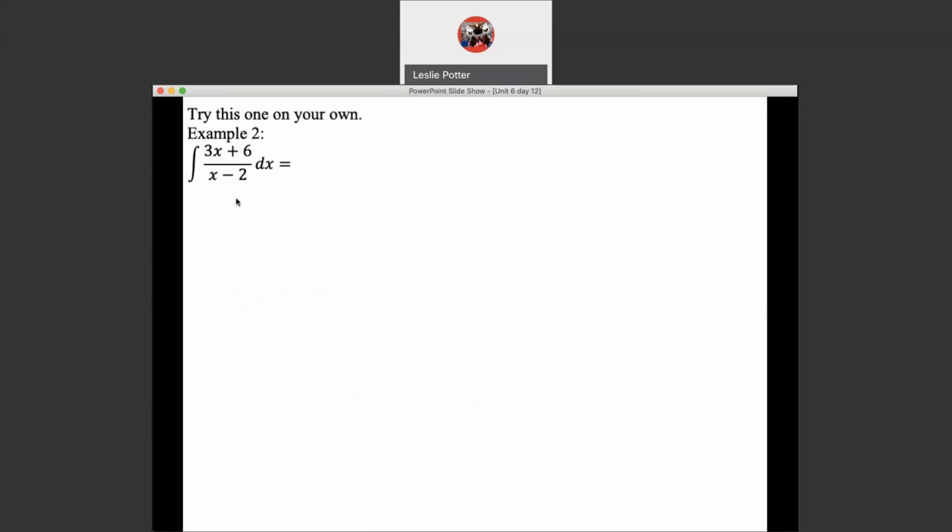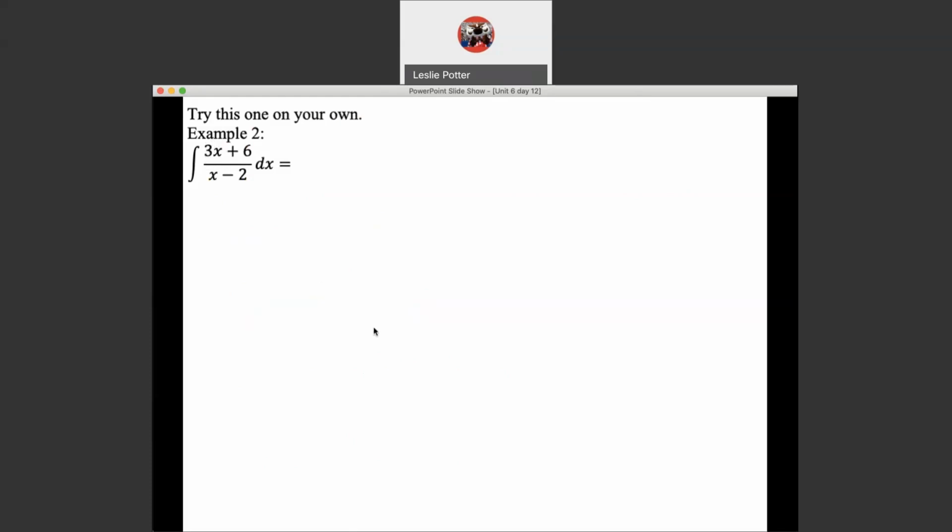Okay, so let's take a look at this one. You stop the video, try this one on your own. This is still improper. The powers match, but again, the pattern for an improper fraction is that the top be of equal or larger power, the degree, than the bottom. And so this is bigger by a factor of 3. So go ahead and stop the video and try this one on your own.